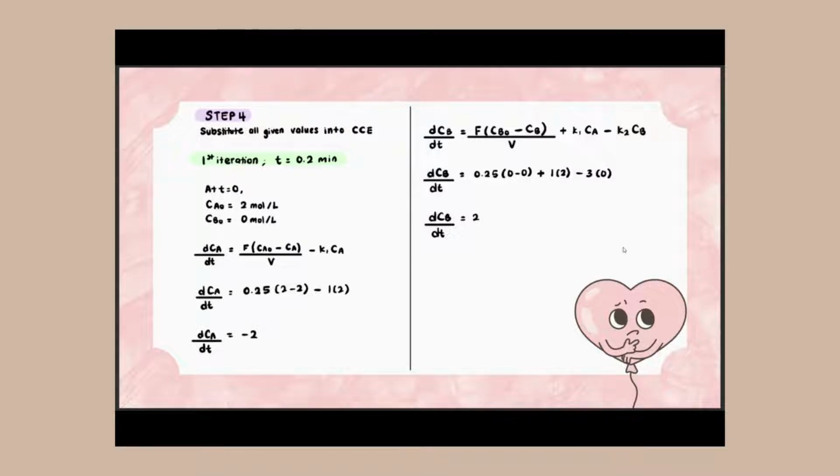Next, we will proceed with step 4. First thing first, we are going to find the value of Ca and Cb at t equals 0.2 minute. At t equals 0, our Ca and Cb values will be 2 mole per liter and 0 mole per liter respectively. Based on our CCE, we insert all the values into the formula, then calculate, and we get dCA over dt equals -2. Next, we proceed to dCB over dt. This is the same step, where we insert all the values that we have, calculate it, and get dCB over dt equal to 2.